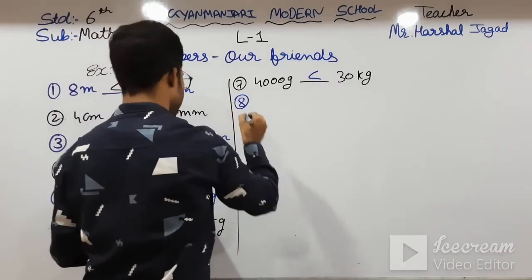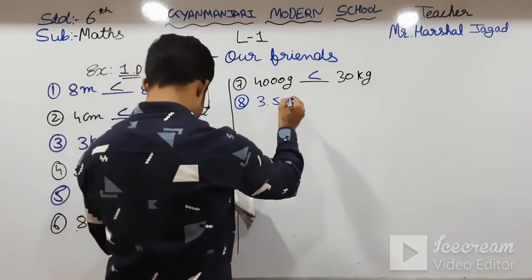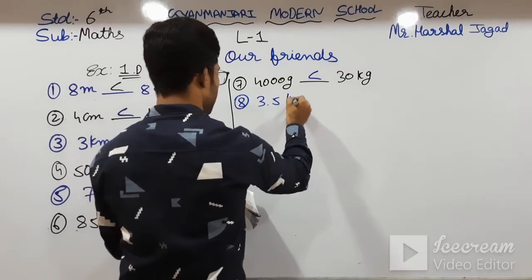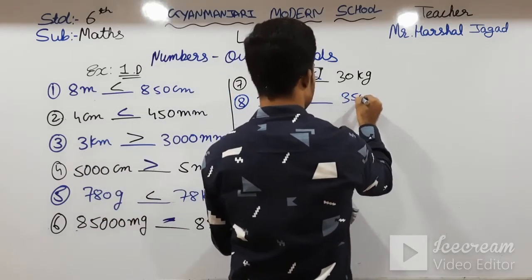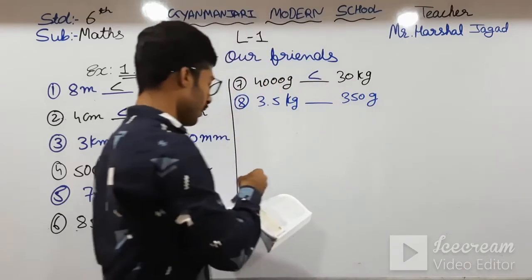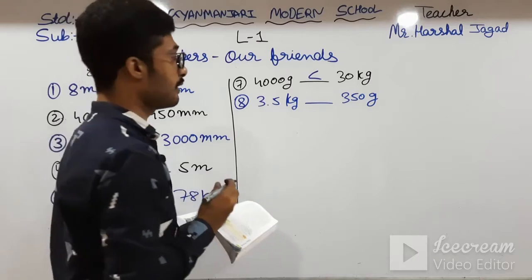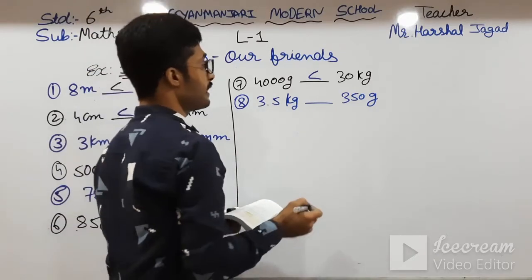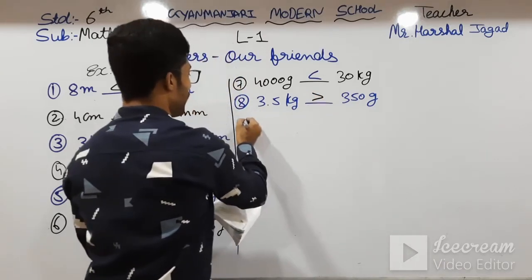Eighth one, that is 3.5 kg and 350 gram. We all know 1 kg is equal to 1000 gram. So 3.5 kg is equal to 3500 gram. So this one will be greater.